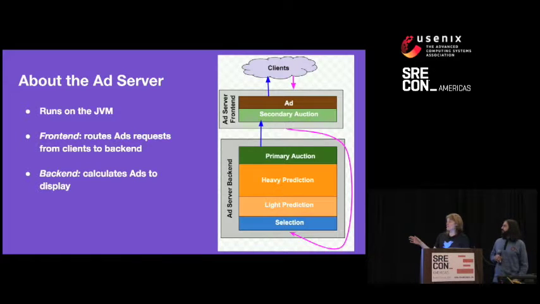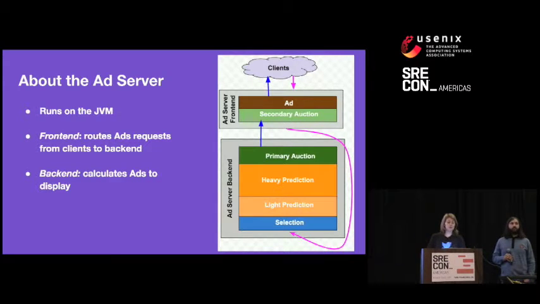So to go into a bit more detail, which is going to follow the diagram you see here, when the backend ad server receives a request from the front end, the first thing it's going to do is go through the selection stage, where it selects viable ad candidates. And this could be anywhere from tens of ads to thousands of ads.